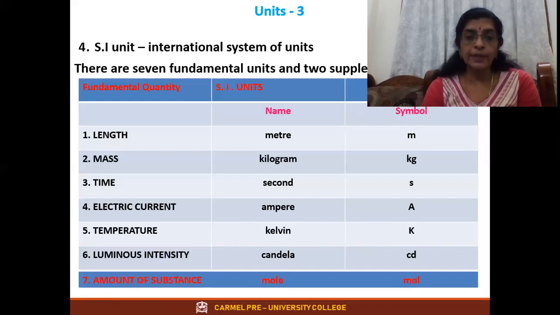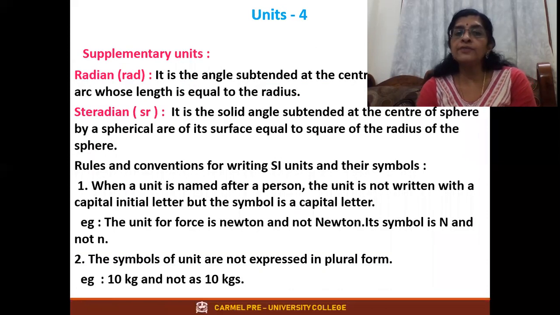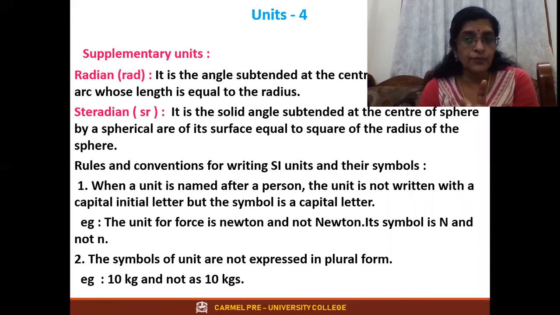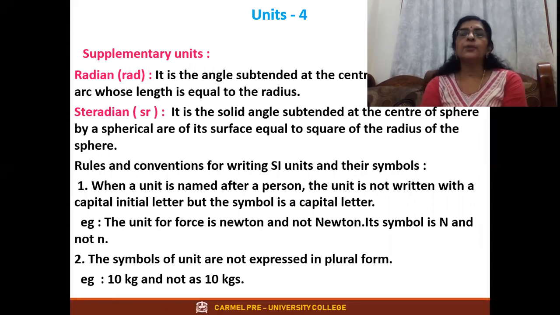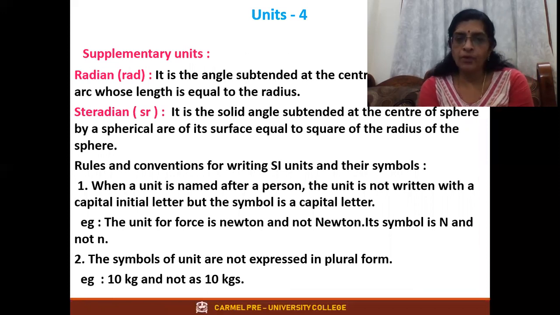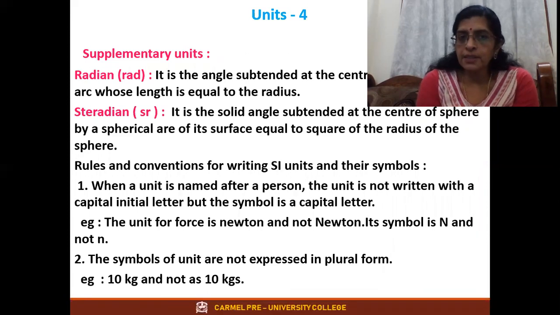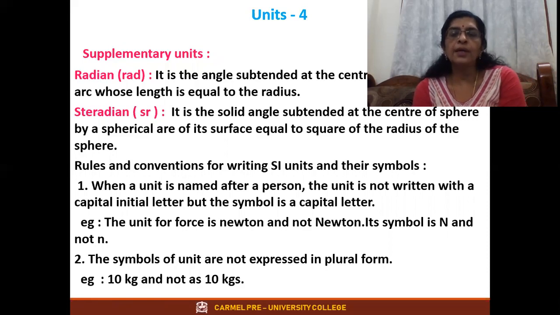These are the fundamental quantities. Now the supplementary units: radian and steradian. Radian is used in the case of a circle. It is the angle subtended at the center of a circle. The same angle subtended at the center of a sphere is known as steradian. That unit is given as sr. If it is a circle, it is radian. If it is a sphere and you are measuring the angle, then it is steradian. These are the different units.